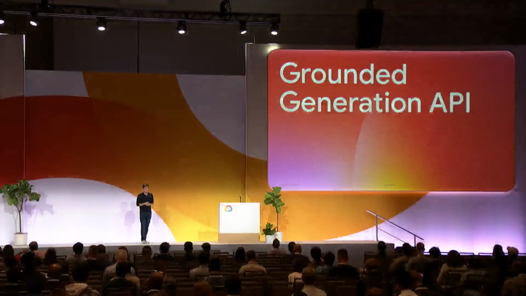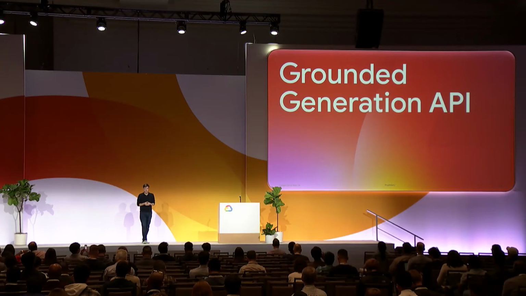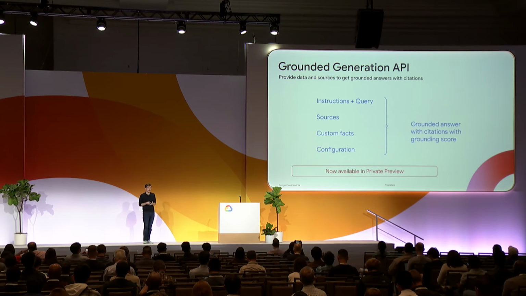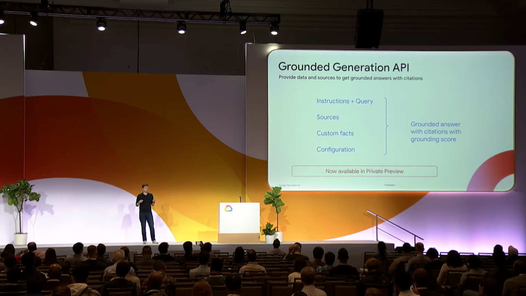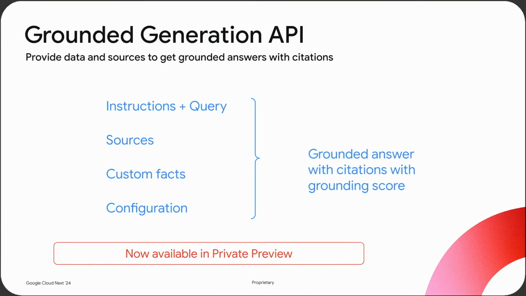The next section I want to talk about is the grounded generation API. With the grounded generation API, we make it very simple for you to create grounded answers that are really factual, based on the information that you provide. So it's very simple. You provide basically the instructions in the query that we all know as an LLM prompt. You specify the sources that you want to query. You can give it custom facts, custom information that you have retrieved. You set the configuration, and you get a grounded answer, including citation with a grounding score. This is now available in private preview.